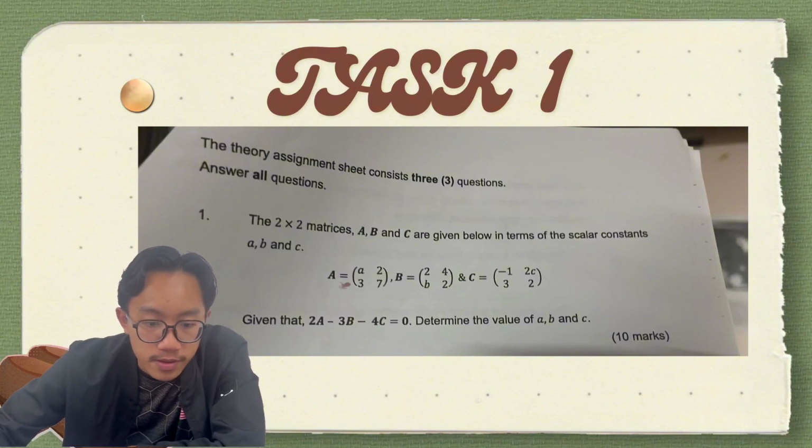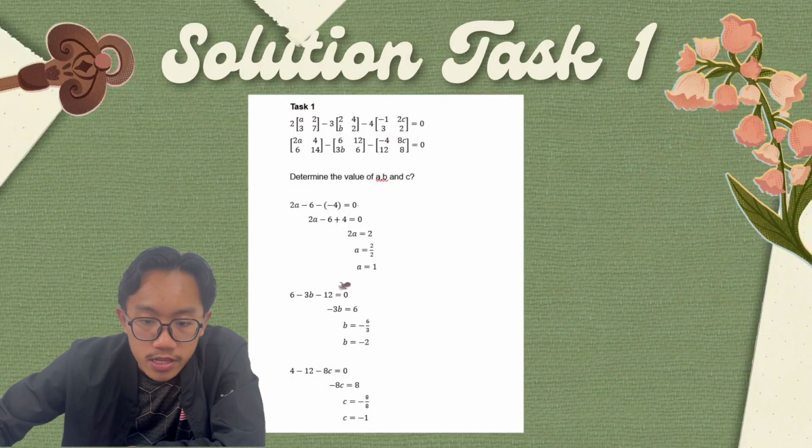Equation and need to determine the value of A, B and C. The matrix equation is like this. The first step is the number 2 in front of the matrix. We must multiply it into the matrix, so you can get 2A, 4, 6 and 14.